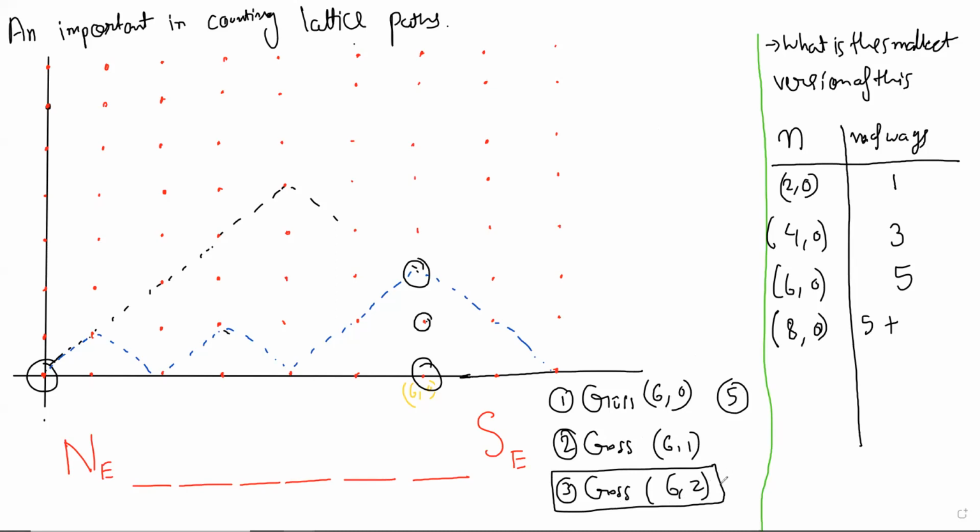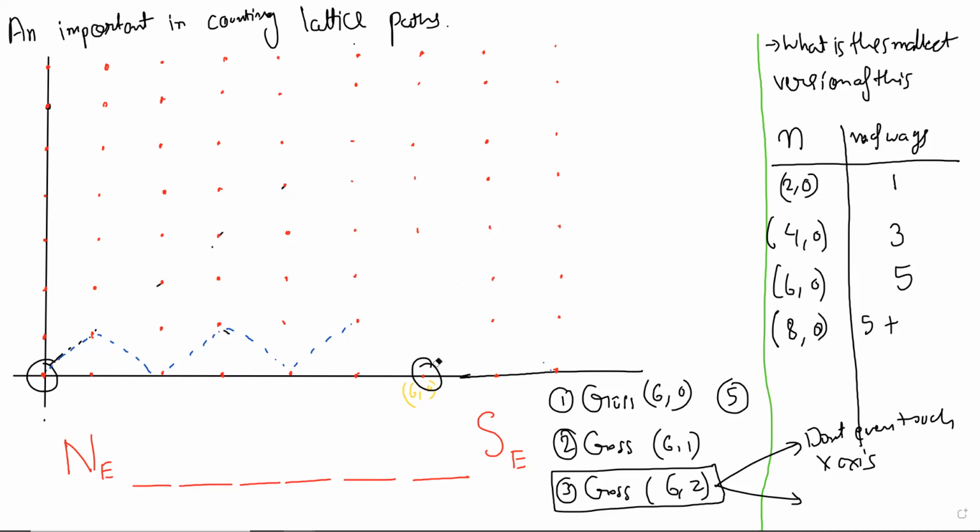So if you're crossing 6, 2, there are two ways. One way is when you don't touch the x-axis, don't even touch the x-axis. How many paths will be there of this type? Let's try to answer this, where we don't even touch the x-axis. This will again be 5. I mean, don't touch meaning that apart from the beginning and the end. Do you guys see why this will again be 5?